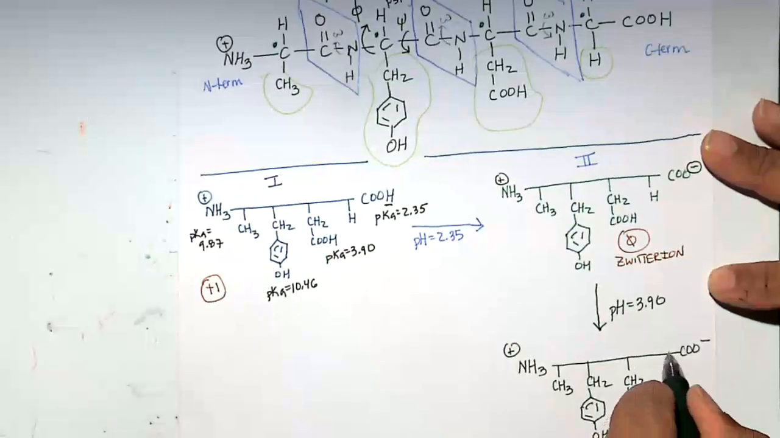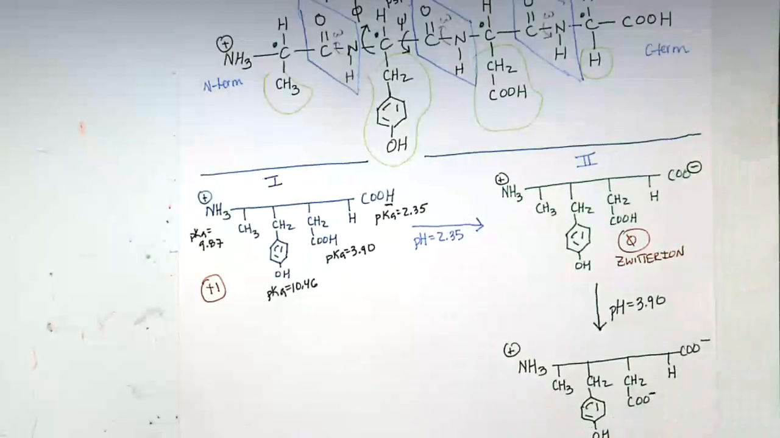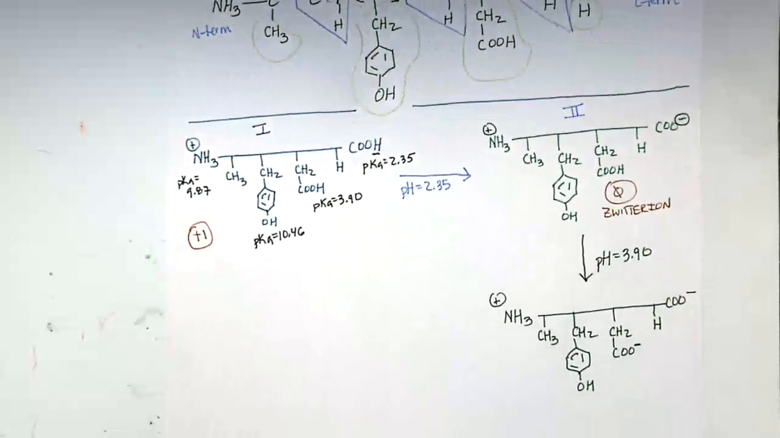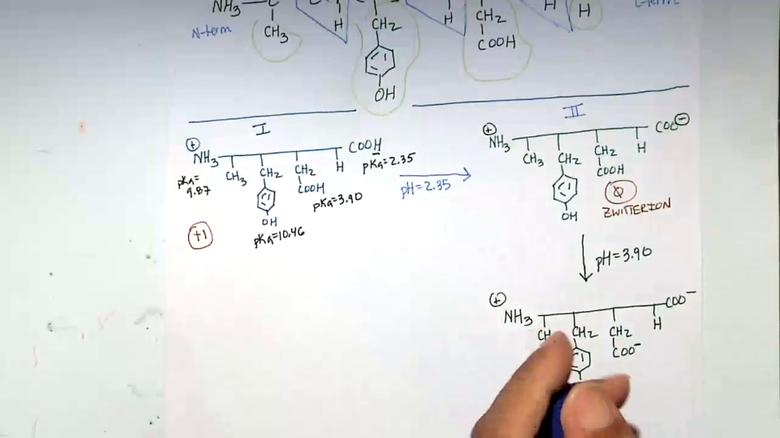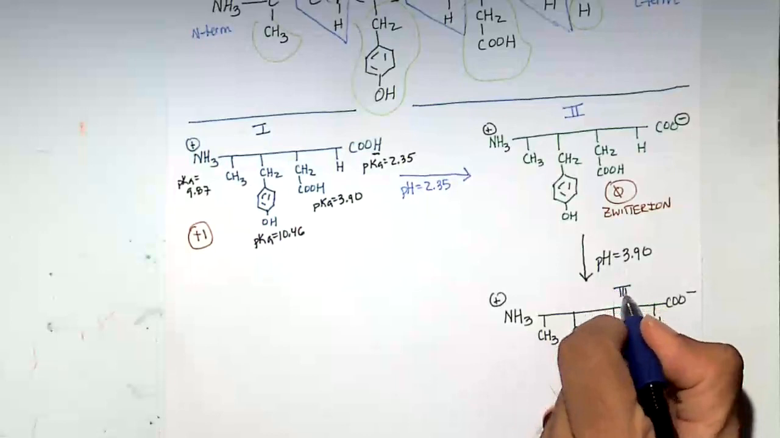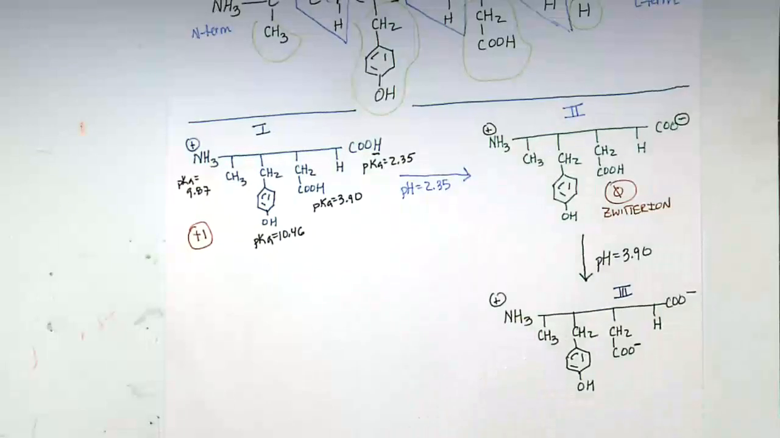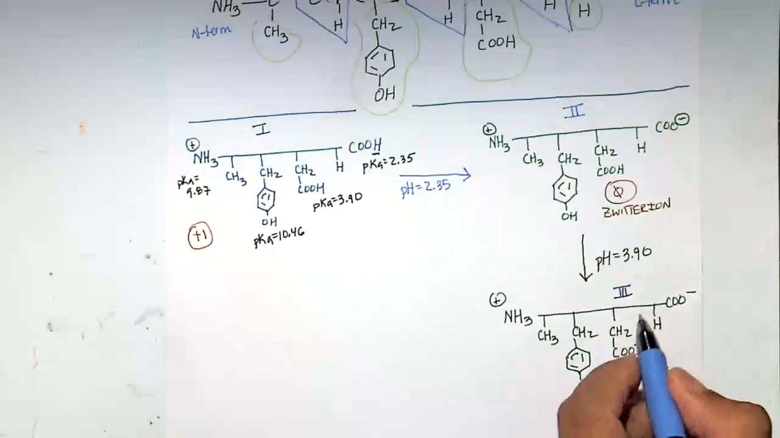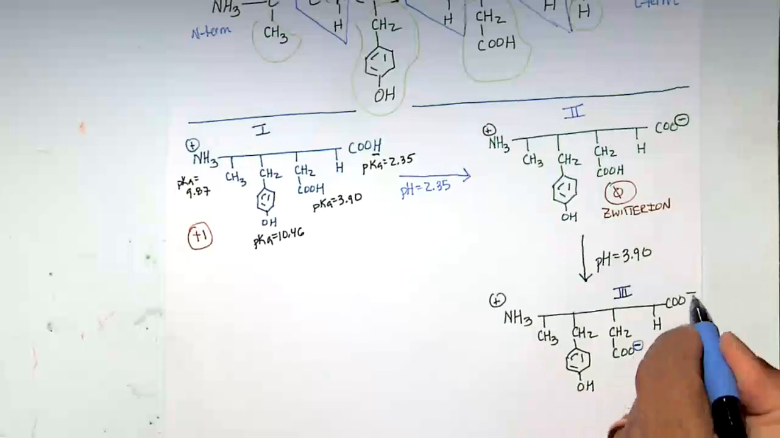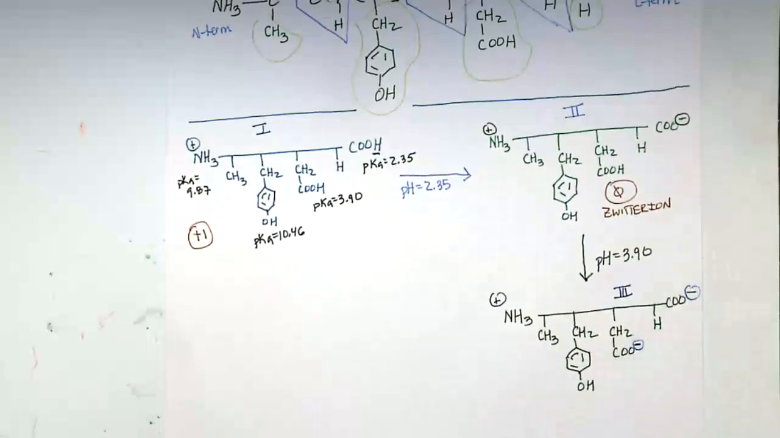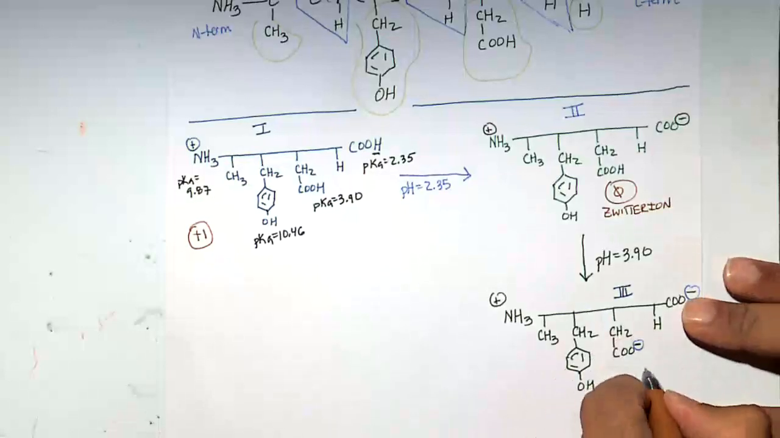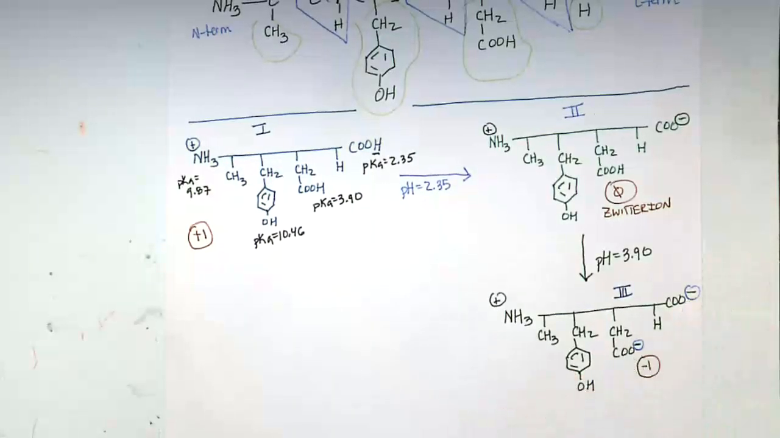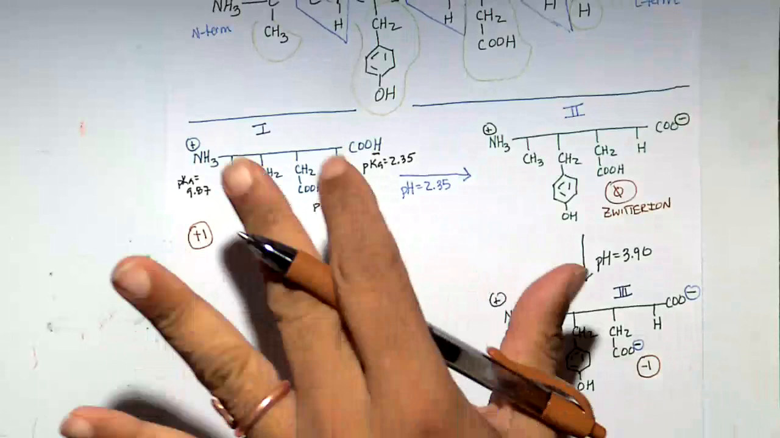3.90, this begins to come off. Okay, and now we have a third form. This is form 3. Okay, and what's the charge here of form 3? Okay, it's going to be -1.